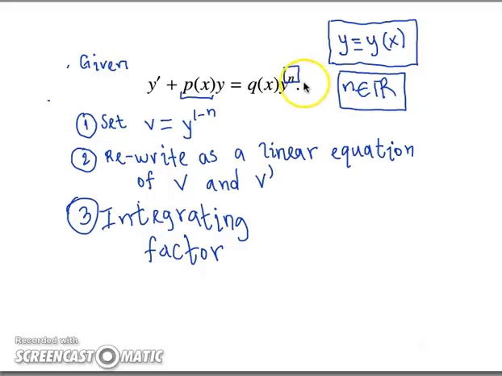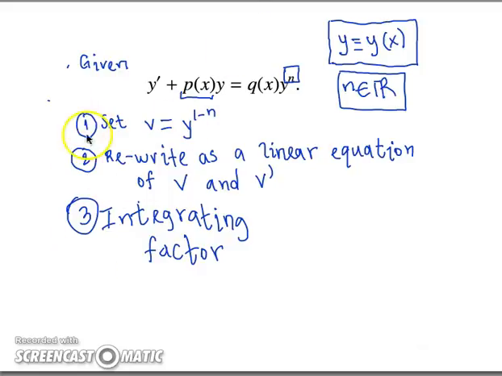Now, we know that if that n is equal to 0, then this equation would be considered linear in both the function y and its first derivative. But in general, n is a number that can be assumed to be a real number. In some cases, like the exercise we discuss in more detail here, n is actually an integer.